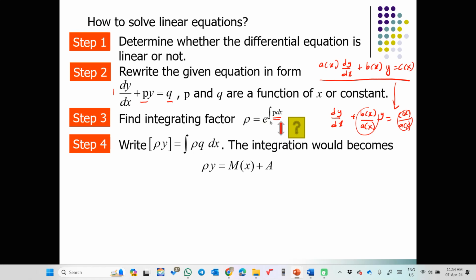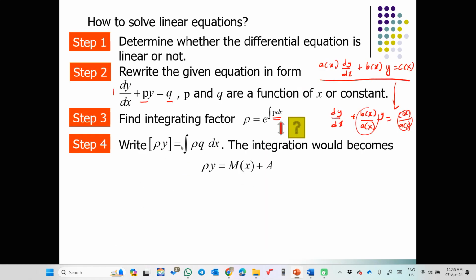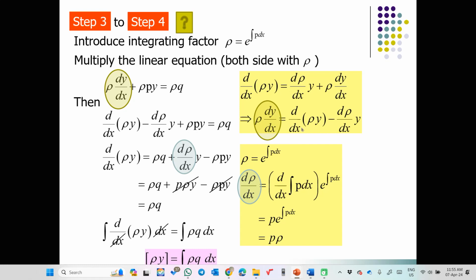How, from the linear differential equation, could this transform to rho y equals the integral of rho Q? How do we get to this formula? So we look at my next slide, from step 3 until step 4. What we do is introduce the integrating factor rho, and we multiply it with the linear differential equation.